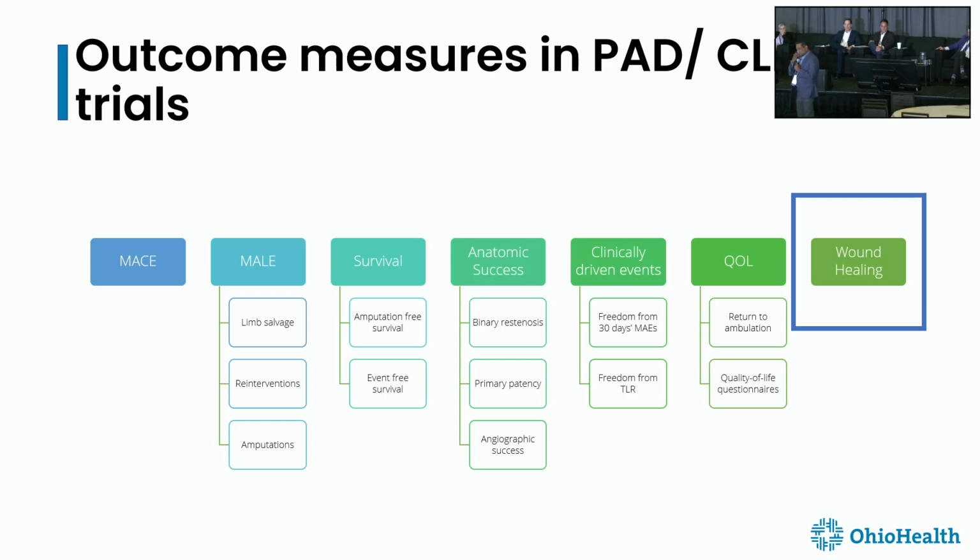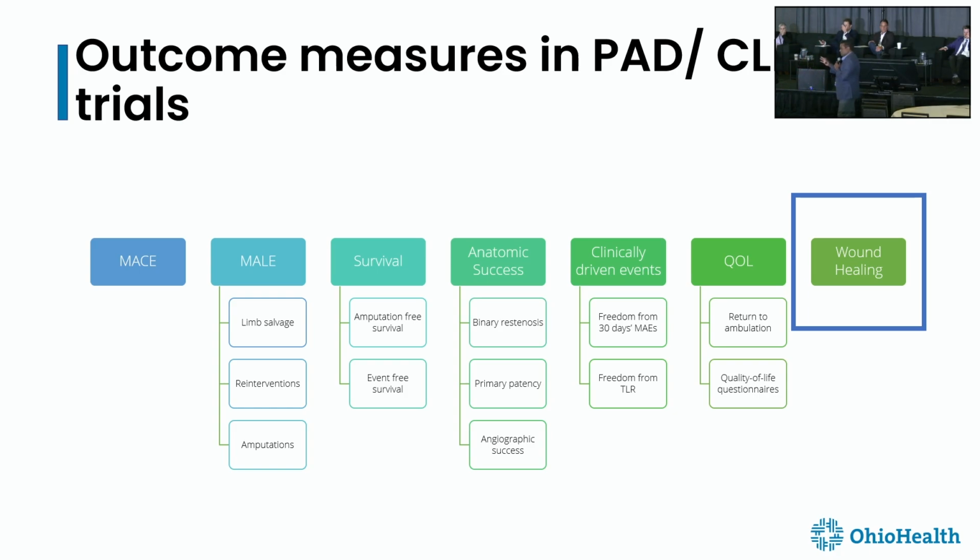So to date, most of the outcomes in the PAD CLI trials are broadly divided either into major adverse cardiovascular events, limb events, or survival metrics, which you see there. Sometimes anatomic success, whether it's binary stenosis or patency or angiographic success. Some clinically driven metrics are also included as secondary endpoints, such as freedom from major adverse events at 30 days or freedom from TLR. And also QOL, return to ambulation, quality of life scores and all that.